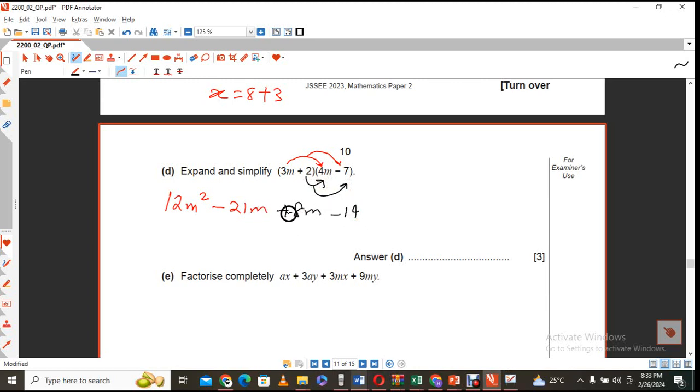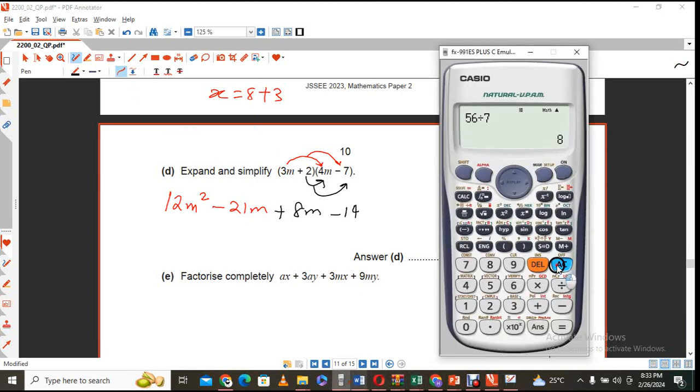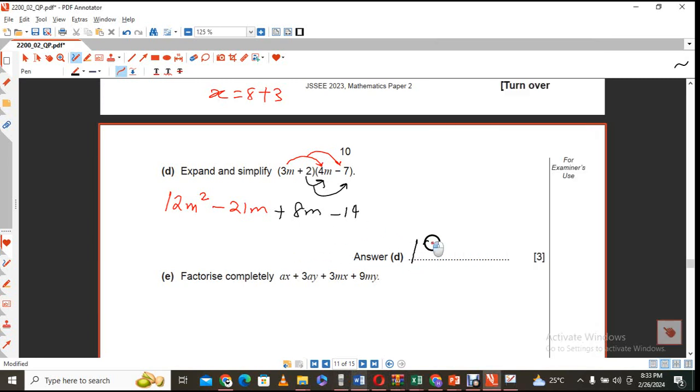So now you're just going to have to add those like terms there, and those like terms are in the middle, which is the negative 21 and 8. So you can just, if you don't make a mistake, minus 21 plus 8 in order for you to see is negative 13. So you have 12m squared minus 13m minus 14, and that is how you find that answer.